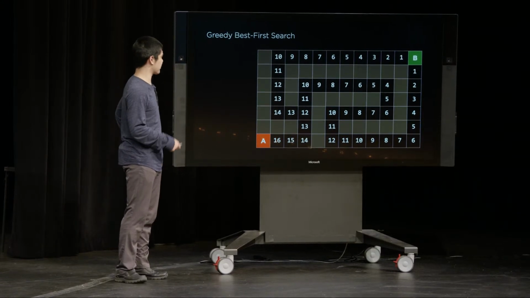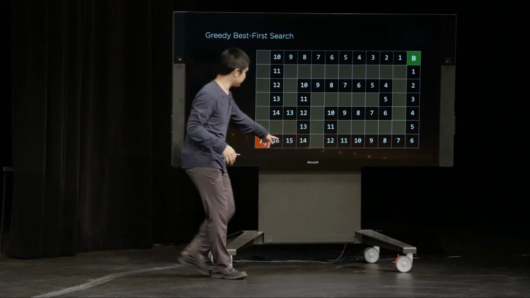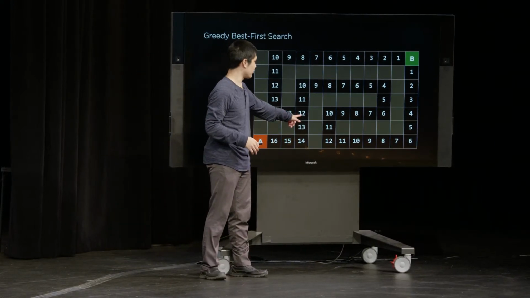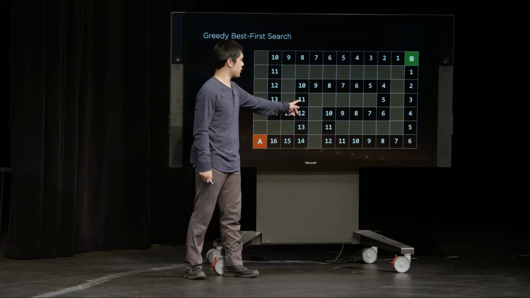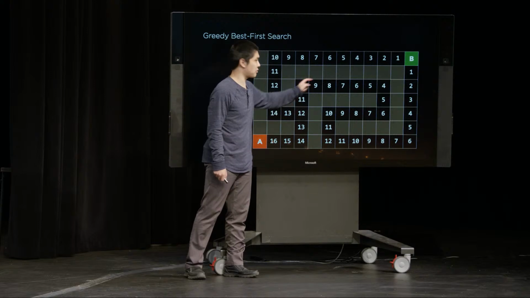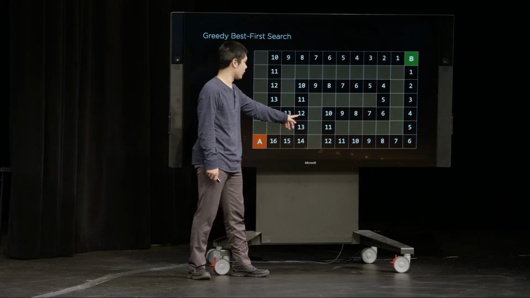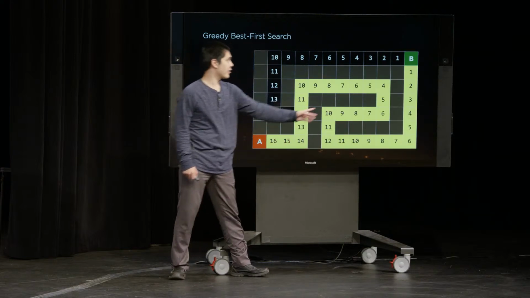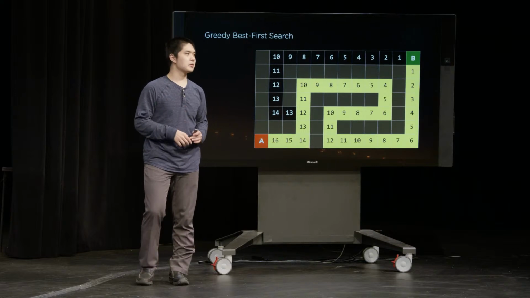Take a maze like this, for example. If you were to follow greedy best first search, you would go 16, 15, 14, 13, 12. At this point, you could decide either the 11 or the 13. And greedy best first search would look ahead and say, you know, this path looks pretty good. And none of these values are any bigger than this 12. And so it would find this path that takes you from A to B. But even that path isn't actually the optimal path to take.